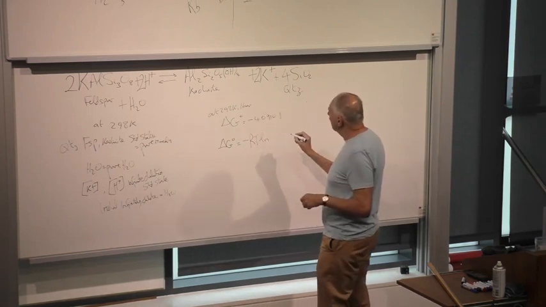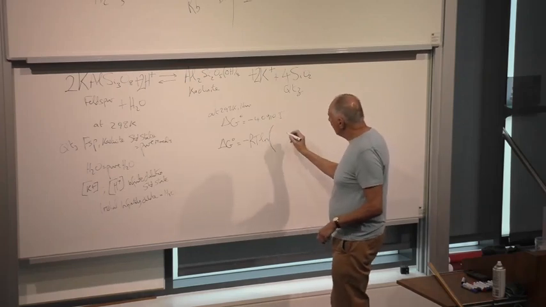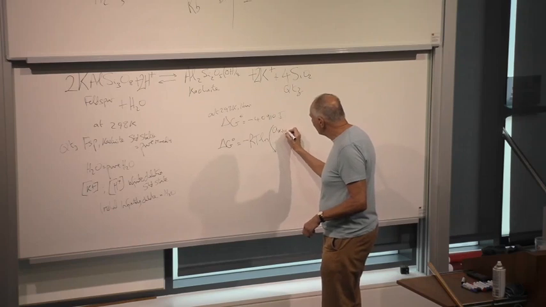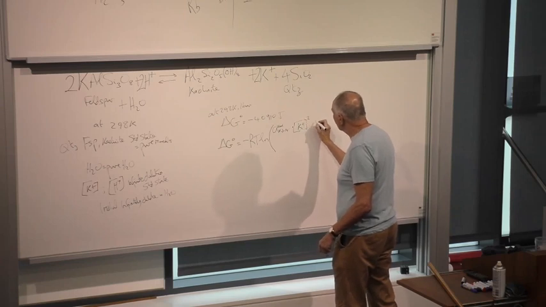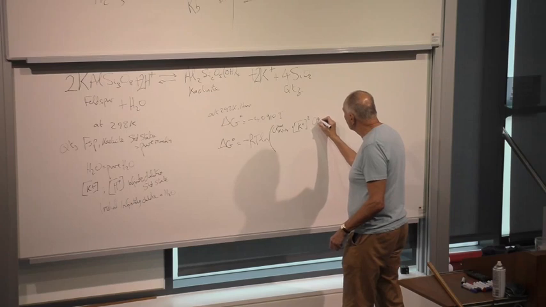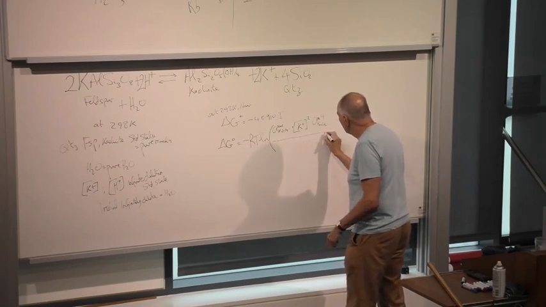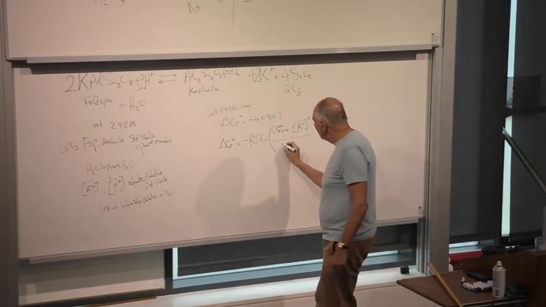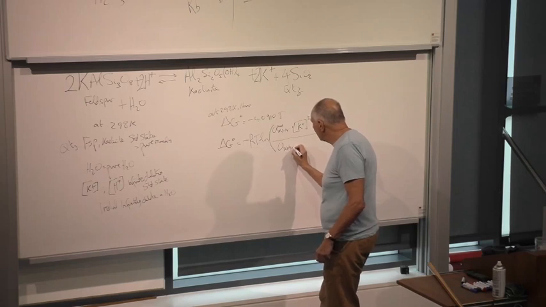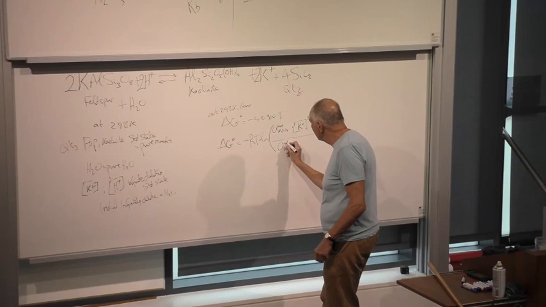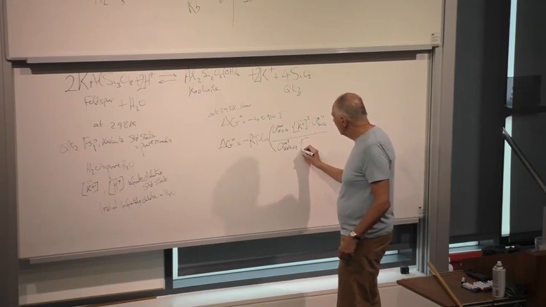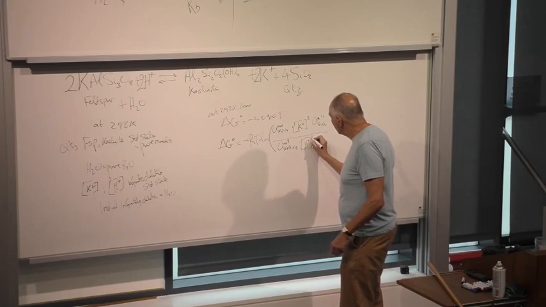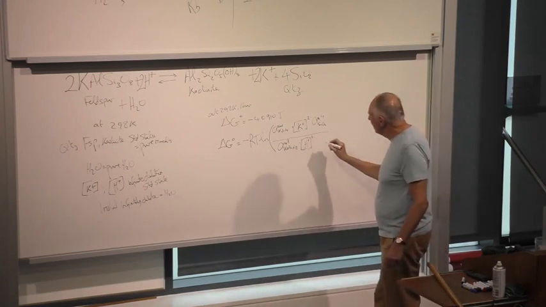ln. Now we have all these activities. So the activity of this Al2Si2O5, etc. in kaolinite times the activity of K plus squared times the activity of SiO2 in quartz to the fourth, divided by the activity of KAlSi3O8 in feldspar squared times the activity of H plus squared times the activity of water.